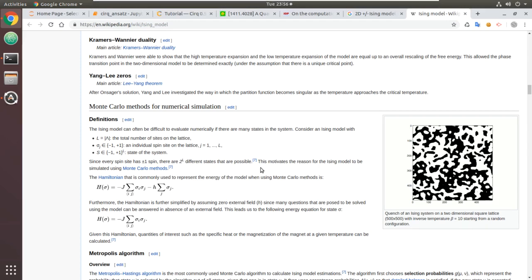So here you've got the Hamiltonian that is commonly used to represent the energy of the model. Furthermore, the Hamiltonian is further simplified by assuming zero external field. Given this Hamiltonian, quantities of interest such as the specific heat or the magnetization of the magnet at a given temperature can be calculated.